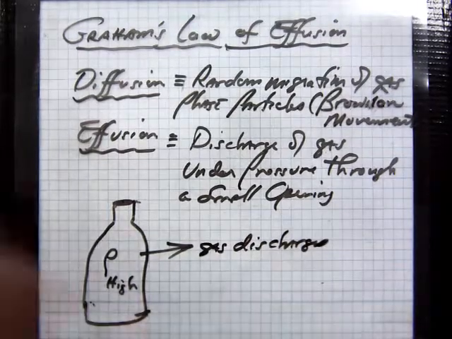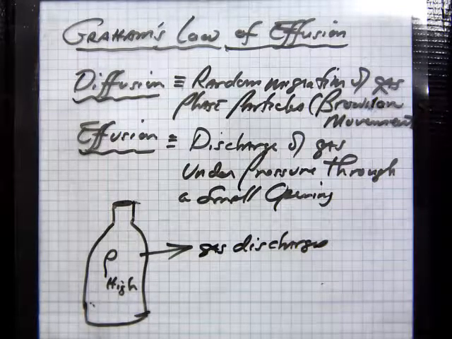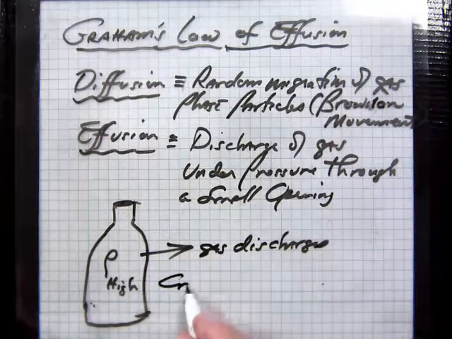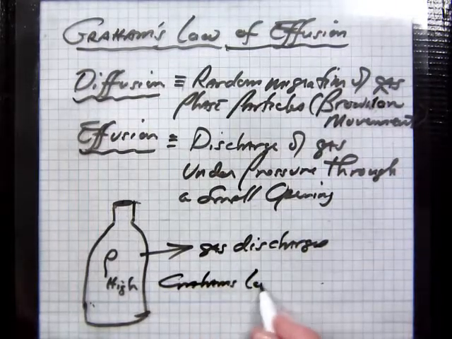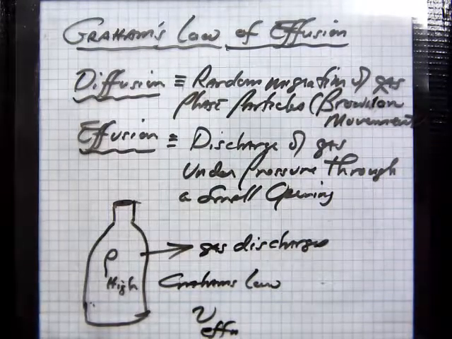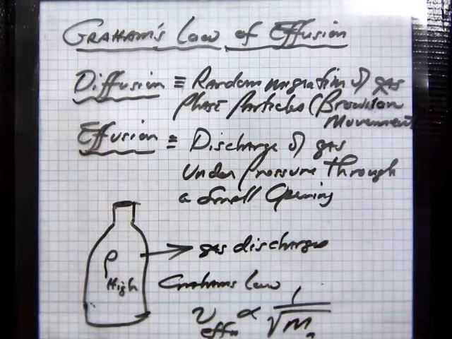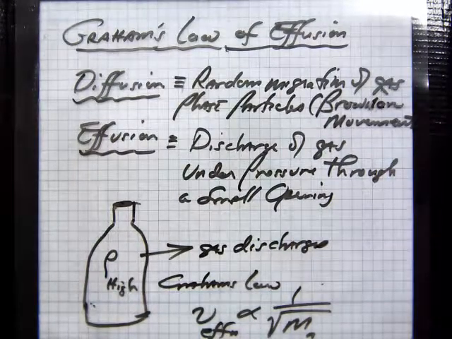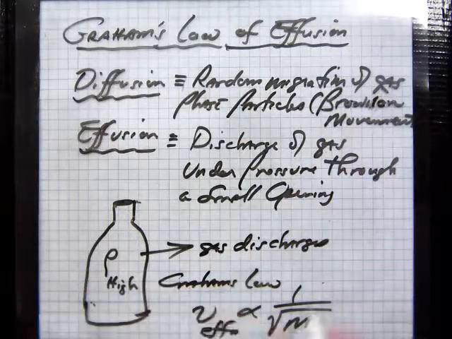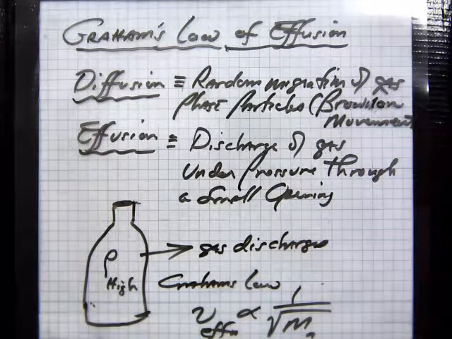Okay. Well, Graham's law defines the velocity of discharge in terms of mole weight of the particles coming out. And essentially, Graham's law states that the velocity of effusion is proportional to 1 over the square root of the number average molecular weight, or just the formula weight of the particles involved. And what it essentially is telling you is that the heavier the particles, the slower they'll come out. So it's an inverse relationship.